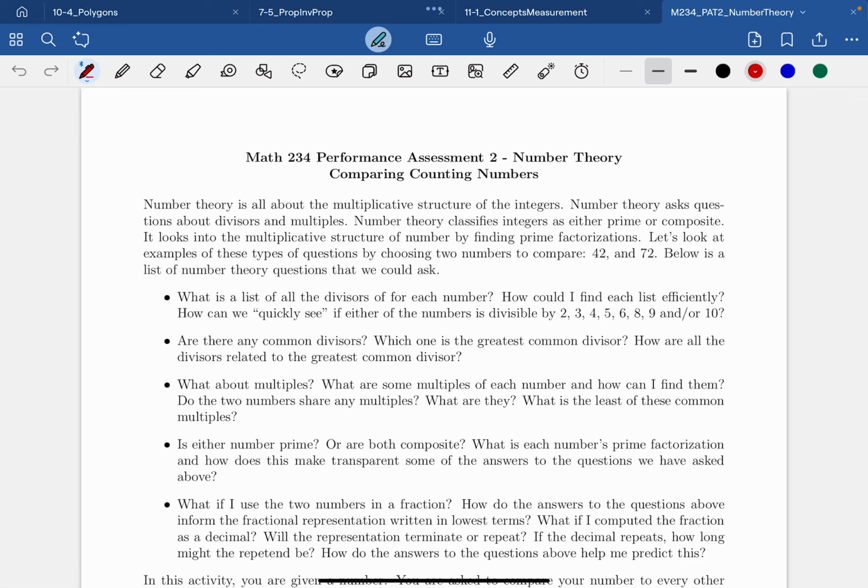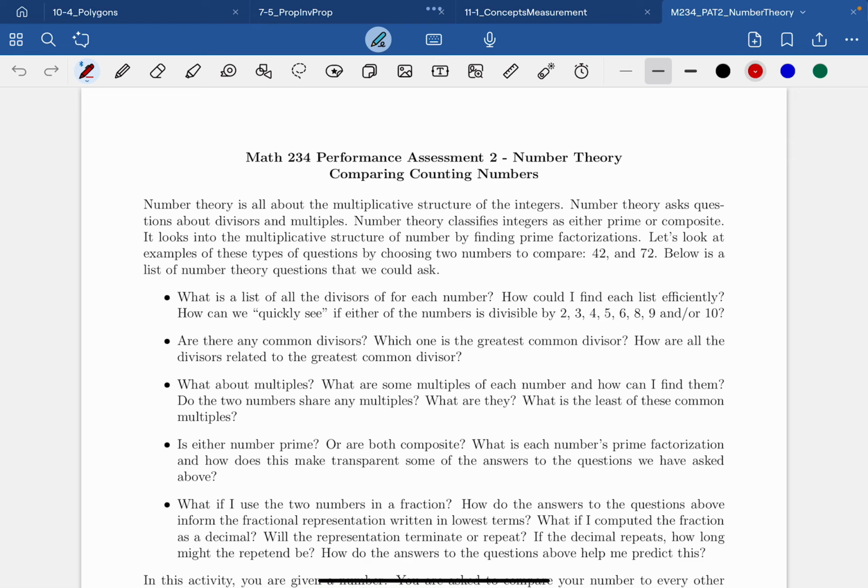But let's go ahead and just get started with the PAT, describing it, so that you'll have a chance to do some things in class together tomorrow. So I'll just read through it here. Number theory is all about the multiplicative structure of the integers. Number theory asks questions about divisors and multiples. Number theory classifies integers as either prime or composite or neither. And it looks into multiplicative structure by finding these prime factorizations.